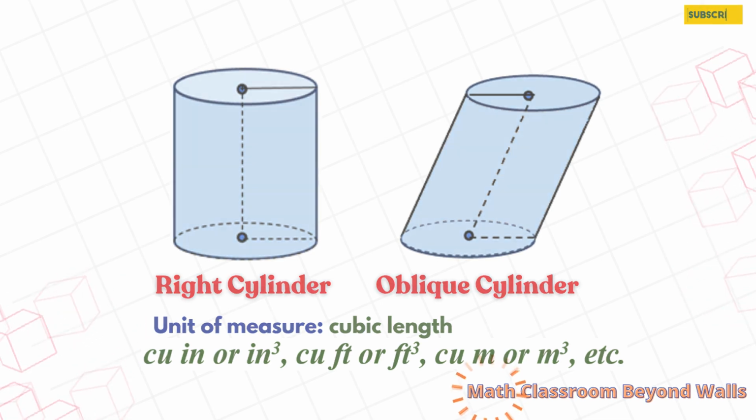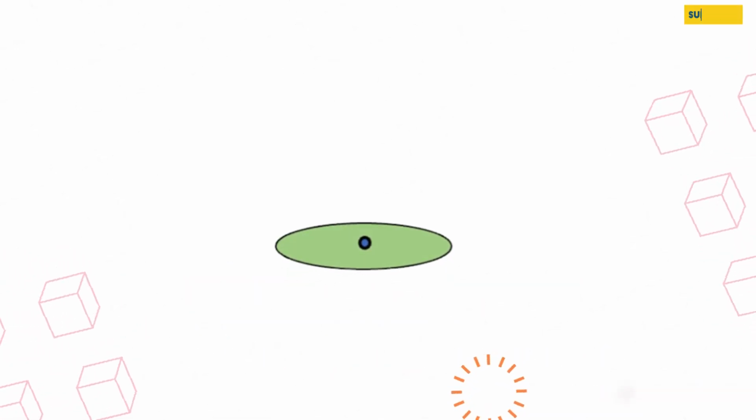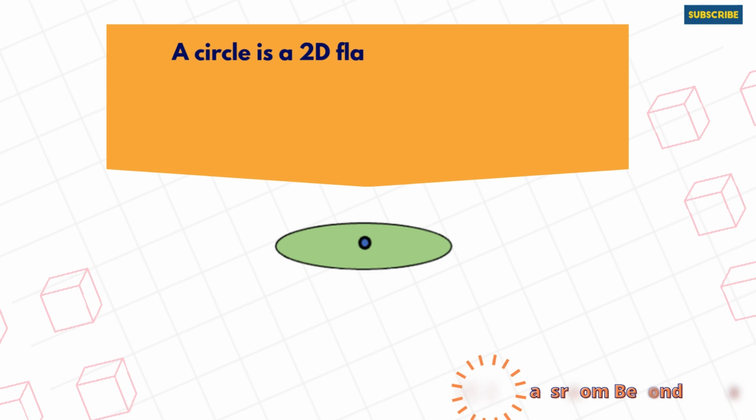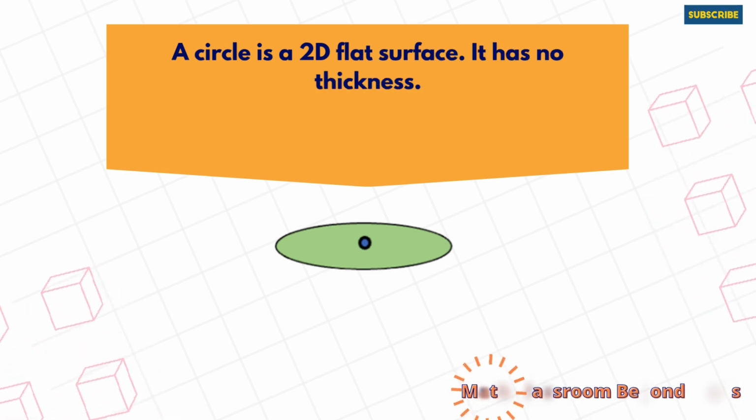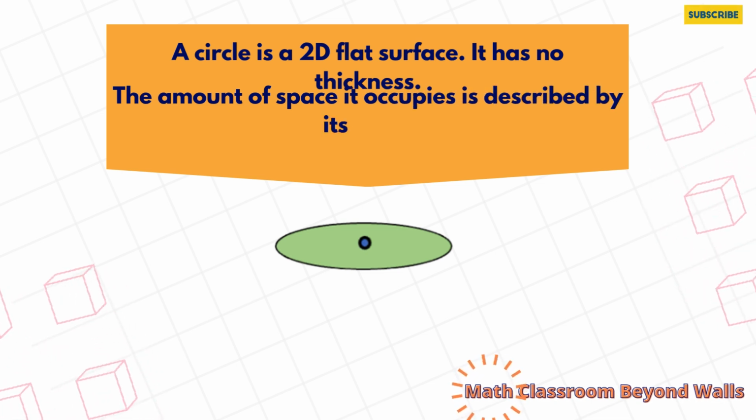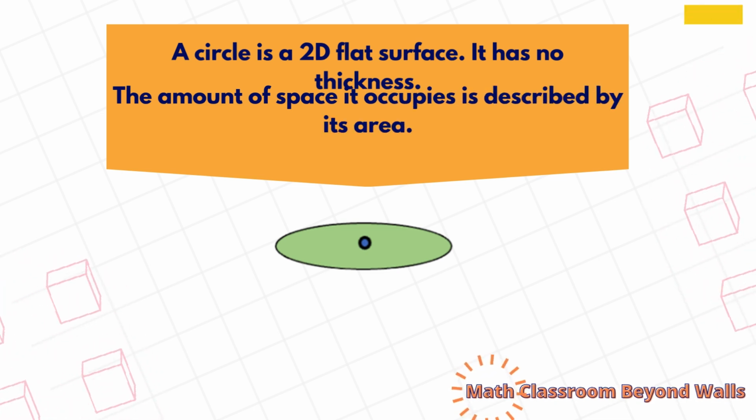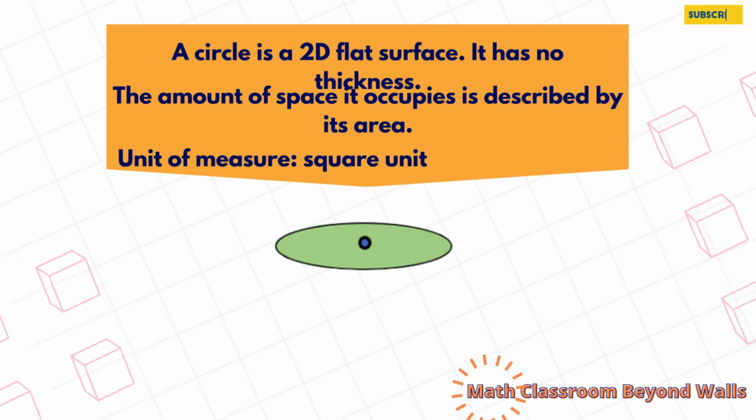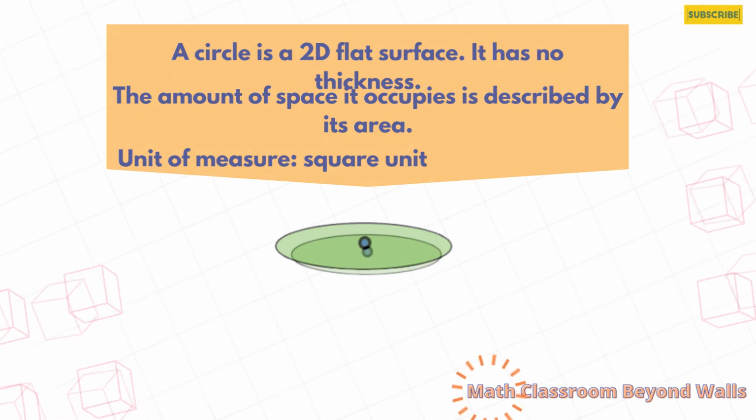Now look at these, learners. What do you see? You're correct. We have a circle. A circle is a 2D flat surface. It has no thickness. Thus, the amount of space it occupies is described by its area, with unit measures in square units, like square inches, square centimeters, and so on.